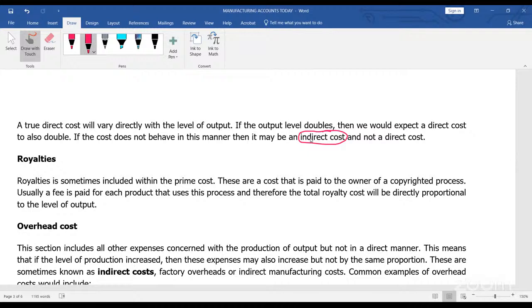So royalties, I've talked about them already. These are sometimes included within the prime cost. These are the costs that are paid to the owner of the copyrighted process, usually fees paid for each product that uses this process, and therefore the total royalty cost will always vary directly. They will be directly proportional to the level of output.